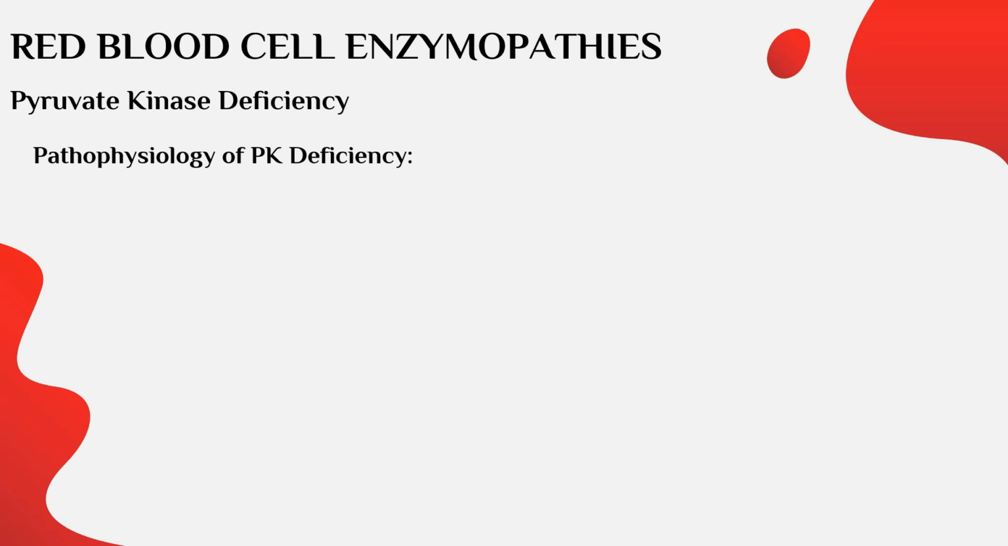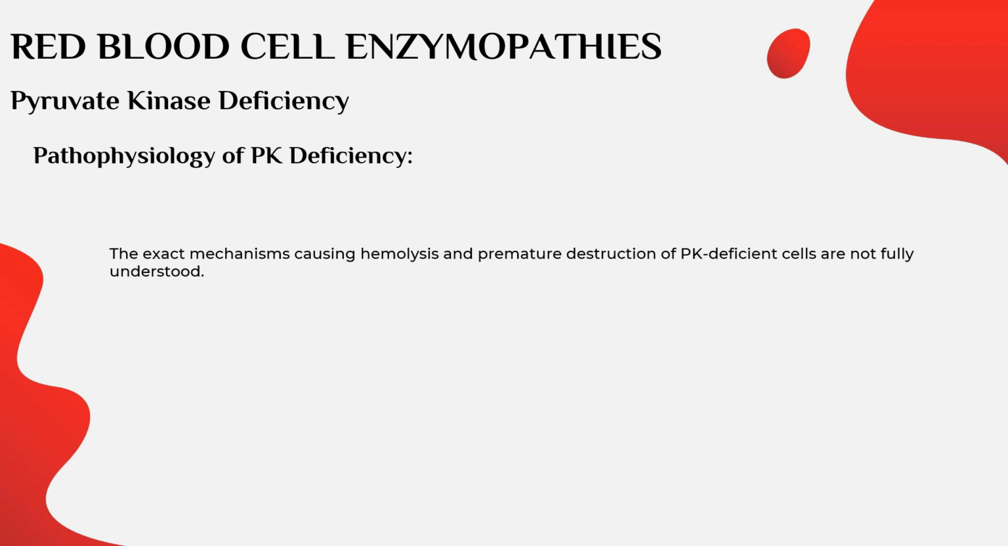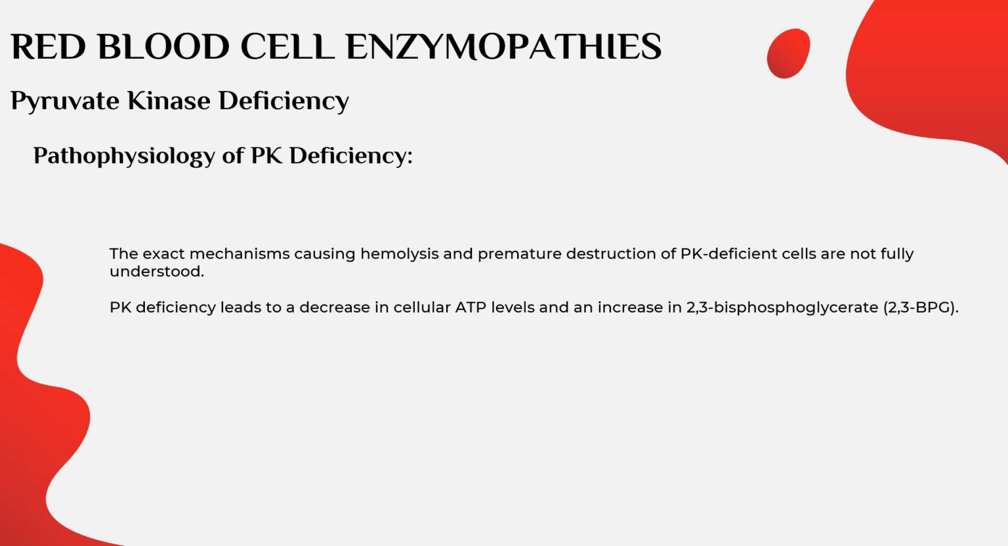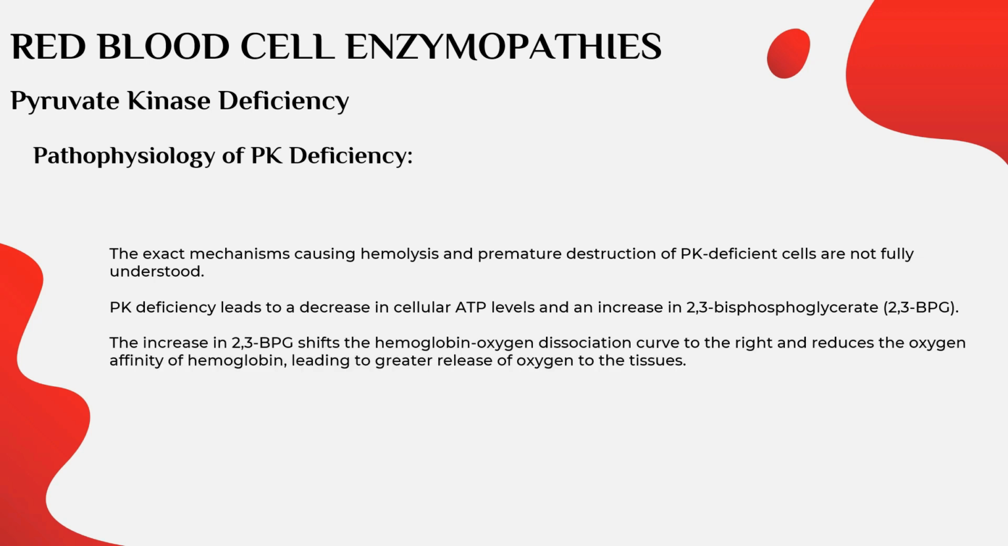Pathophysiology of PK deficiency. The exact mechanisms causing hemolysis and premature destruction of PK-deficient cells are not fully understood. PK deficiency leads to a decrease in cellular ATP levels and an increase in 2,3-bisphosphoglycerate, 2,3-BPG. The increase in 2,3-BPG shifts the hemoglobin-oxygen dissociation curve to the right and reduces the oxygen affinity of hemoglobin, leading to greater release of oxygen to the tissues. This allows affected individuals to tolerate lower levels of hemoglobin.